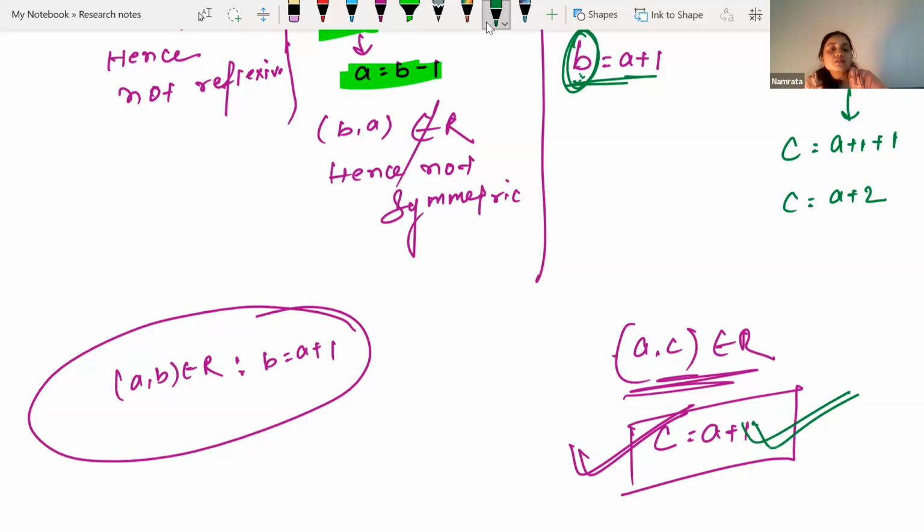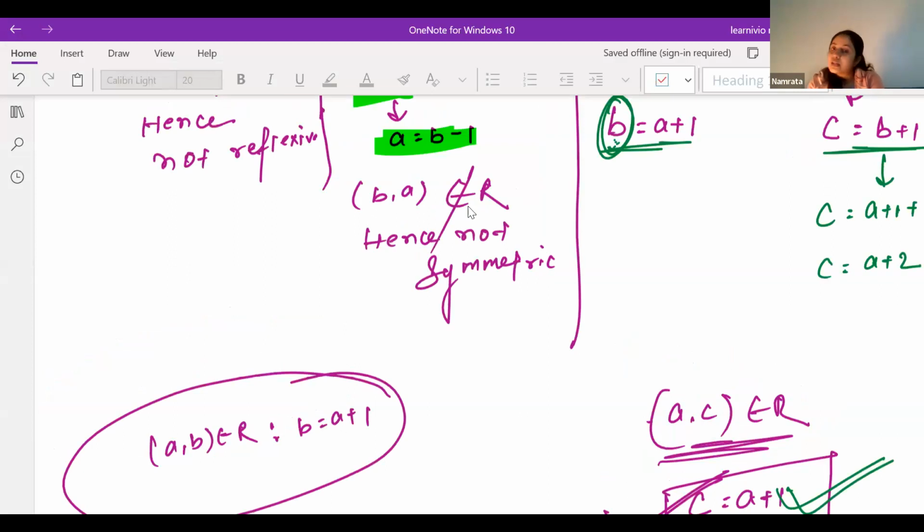So can we say it is not transitive also? Yes or no? Let me know whether it is clear or not. It's not transitive. That's what I am saying.